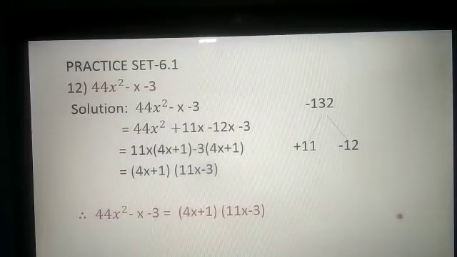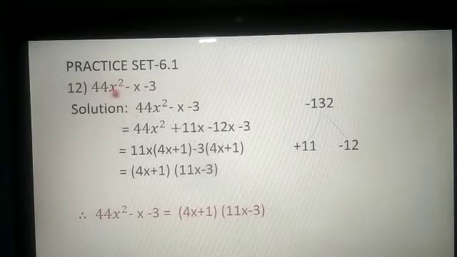Hello children, again we will start practice set 6.1, the 12th sum. In the first video I have given you two sums, 10 and 11, and 12 was started, right? So let us start the 12th sum.